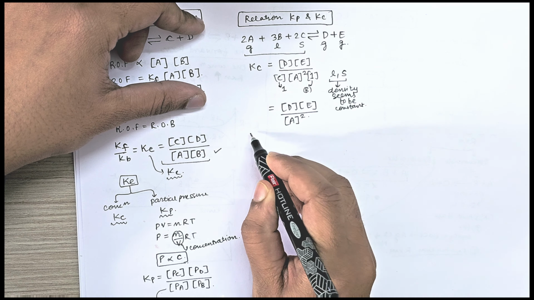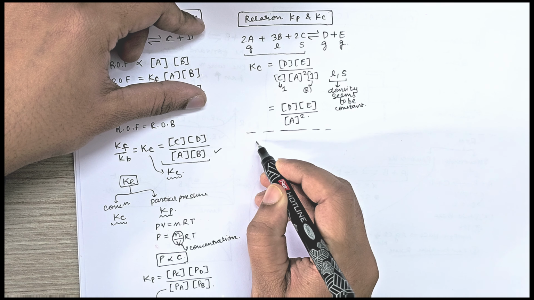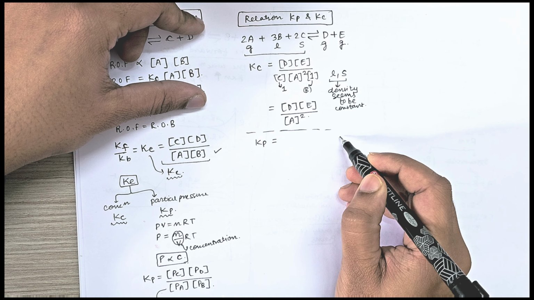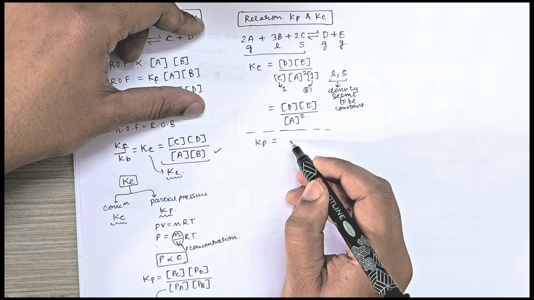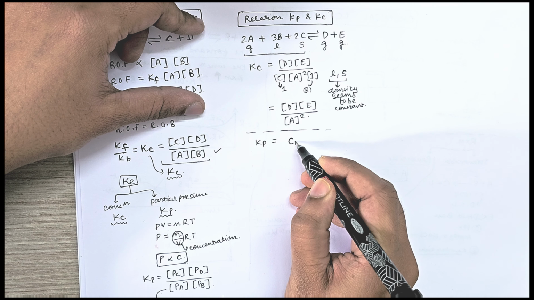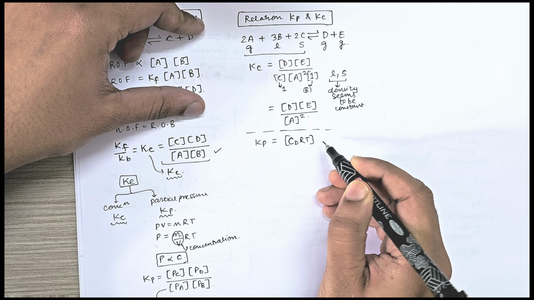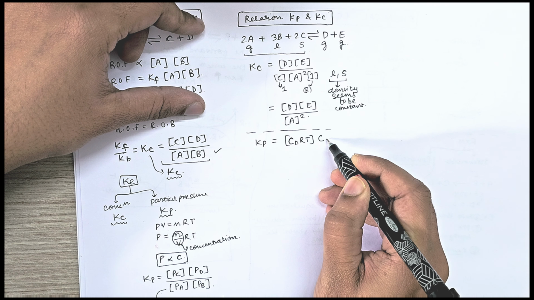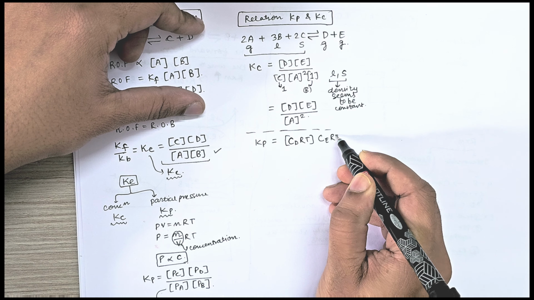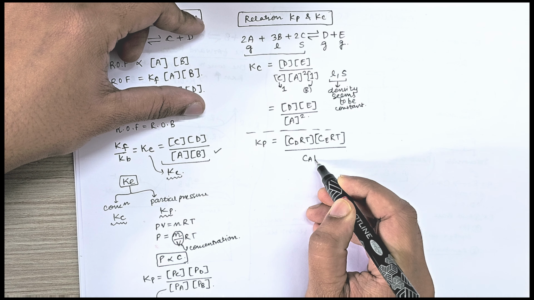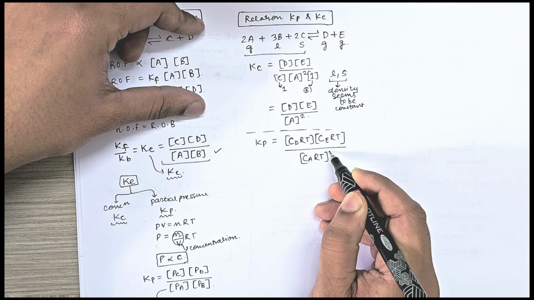When you try to write the Kp equation for this, you know that PV equals nRT, and by this equation you can write the partial pressures as CRT. So here I am writing the concentration of D into RT, multiplied by the concentration of E into RT, divided by the concentration of A into RT squared.